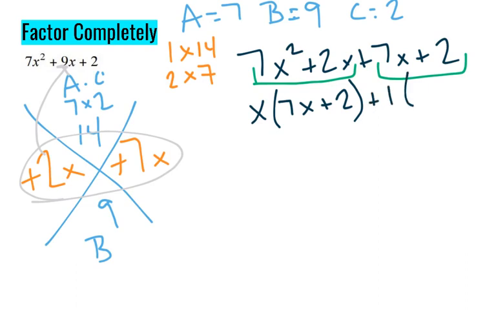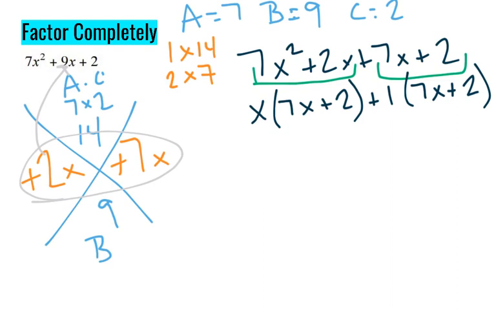And when I pull out a 1, it's not going to change anything, right? Because 1 times 7x plus 2 is 7x plus 2. So when I factor out that 1, I'm still left with 7x plus 2.